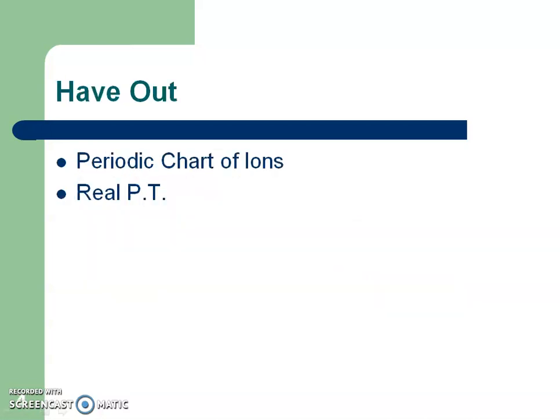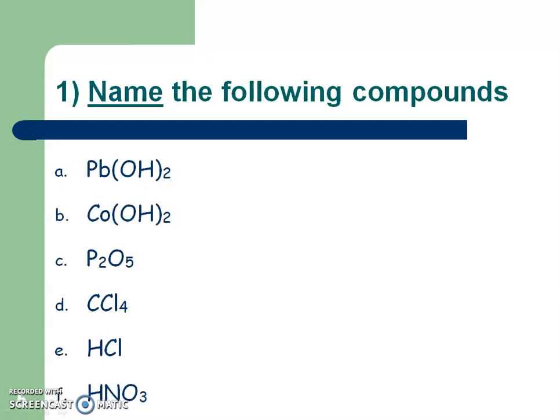So guys, there's really not that much to say, except for you should have out your periodic chart of ions and your real periodic table. Again, just to make sure you're understanding the name and symbol relationship between those elements. Otherwise, guys, I'm just going to kind of click through. There's not going to be that much to say. So again, you're either naming or you're writing the formulas.